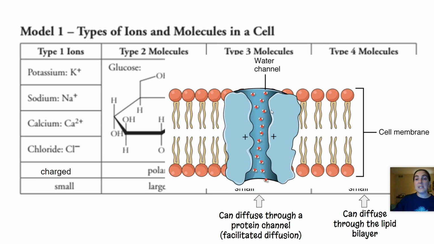And this protein has R groups that kind of line the interior here that make this channel polar so that water can more easily travel through, and it doesn't have to go through that hydrophobic part of the cell membrane. It can go through this nice hydrophilic part so that water can diffuse easily in and out of cells.